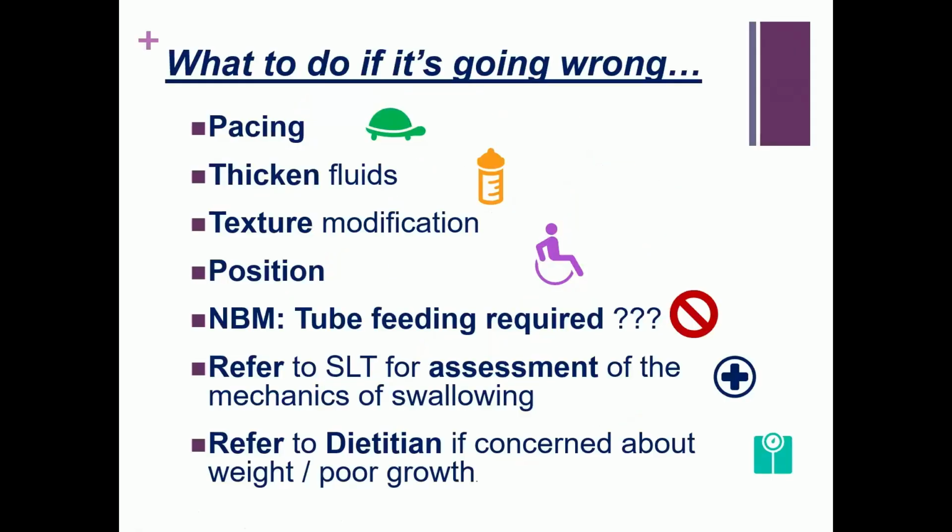But what to do if it's going wrong? If you're at home and you've never had an assessment yet by a speech and language therapist, but you think, oh goodness, they seem to cough and splutter a lot on their food or drink or a particular type of food, then the really key thing is pacing. So it's slowing everything down, with smaller portions as well. A smaller amount on the spoon or fork, pausing in between each mouthful to give them time to clear, move the food to the back of the throat and swallow.